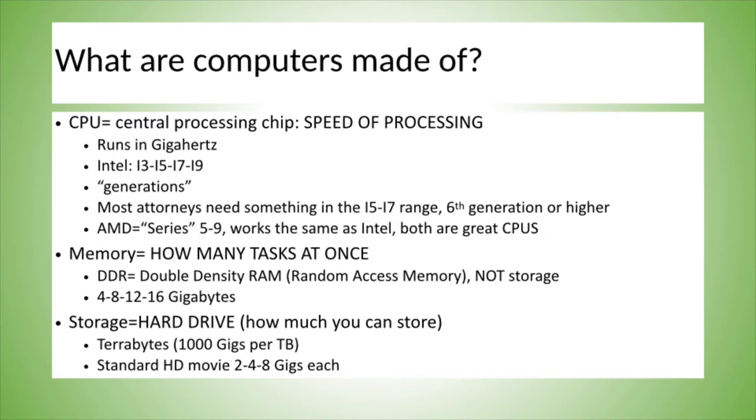Now, that being said, there is a way that you can speed up your hard drive access, and that's by switching the type of drive, but we'll get into that in a little bit. Storage is now marked by terabytes, or 1,000 gigs per terabyte. You may still see some 500 gig hard drives, especially with maybe newer computers that have the SSD drives that I'll talk about in a minute. Those are still kind of small. They may be 128 gigs or 256 gigs.